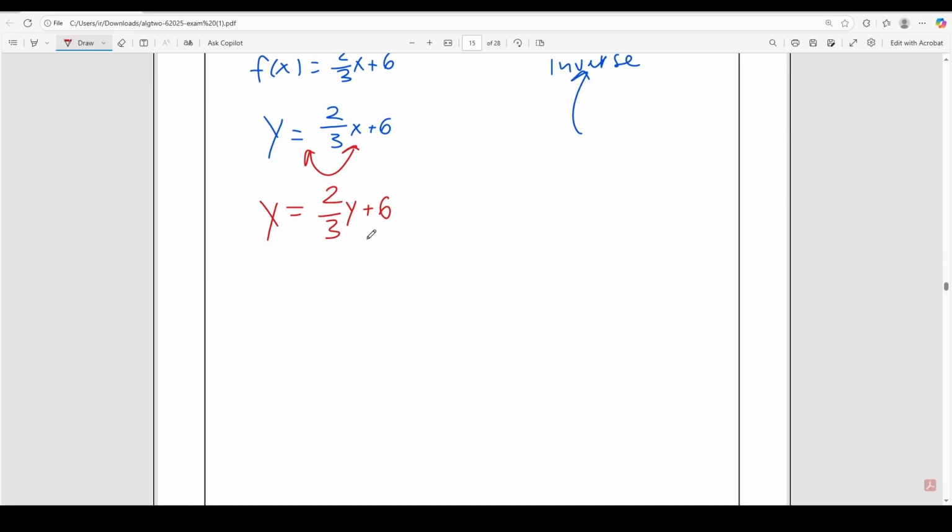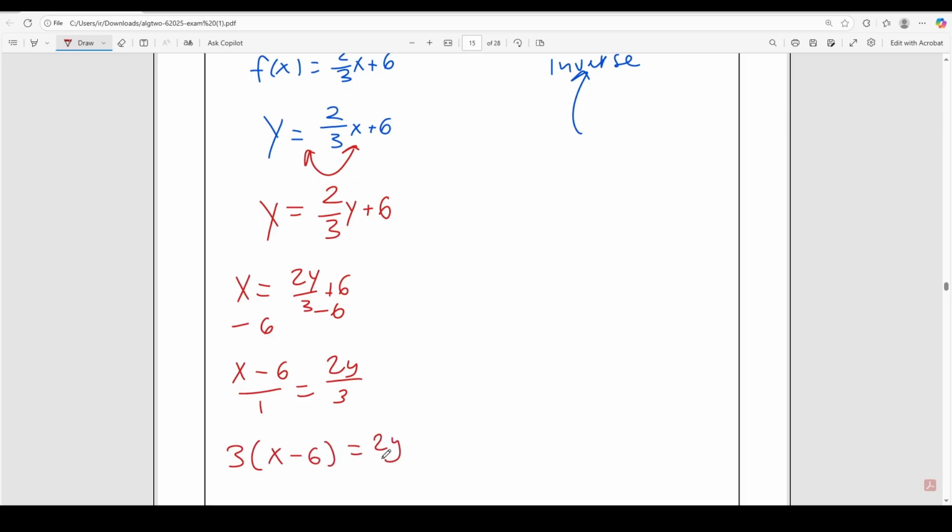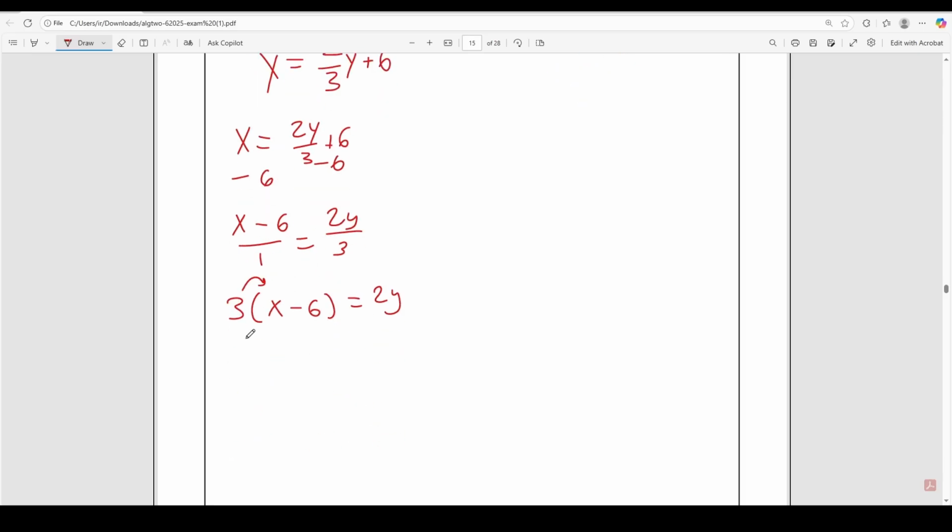Okay? So what I can do here is I can say that x is equal to 2 times y divided by 3 plus 6. I can subtract 6 from both sides. So now I have x minus 6 over 1 is equal to 2y over 3. Remember that this is a whole number, so it's automatically over 1. And now I can cross multiply. So I have 3 times x minus 6 is equal to 2y. And then I can expand this by doing 3 times x to get 3x minus 18 is equal to 2y.